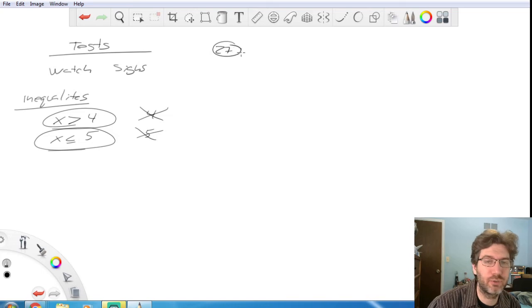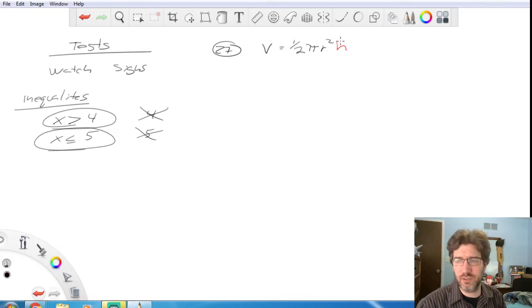Yeah, and I'm going to do 27. 27 was probably hard to type in as well. It's 1/2 pi r squared, and it's asking for h. So we're going to solve for h.